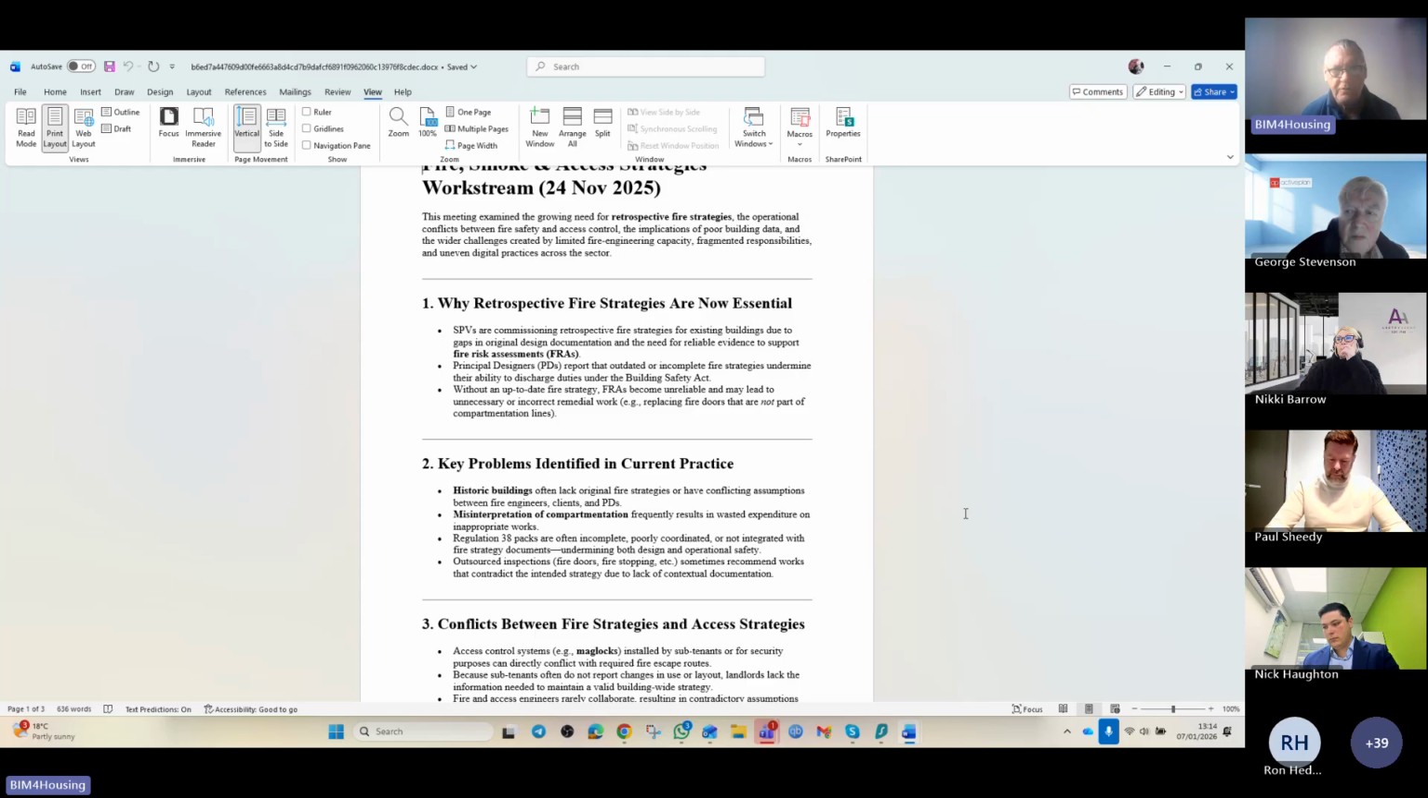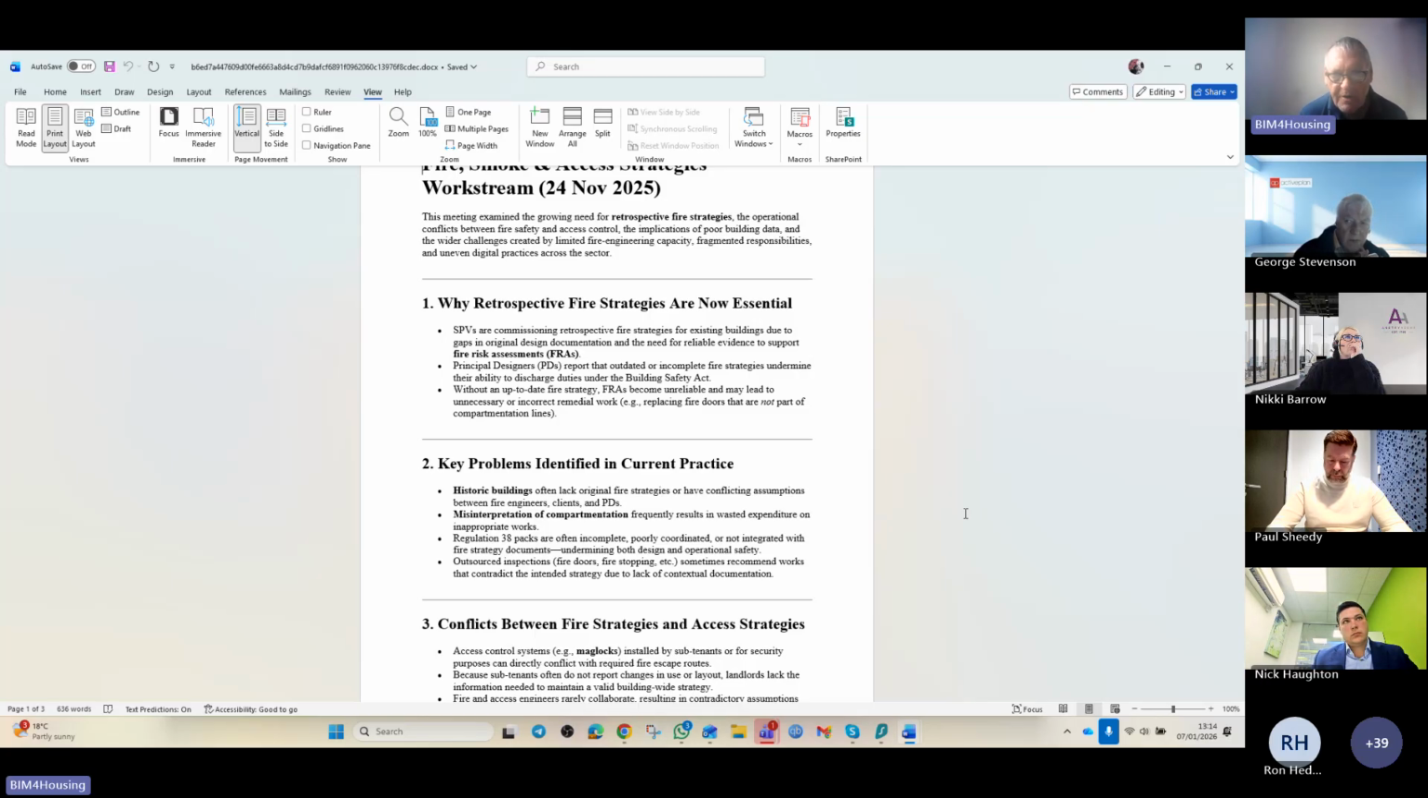Why retrospective fire strategies are now essential. And the reason it came up with were SPVs are commissioning retrospective fire strategies for existing buildings because of gaps in the original design documentation and the need for reliable evidence to support fire risk assessments.